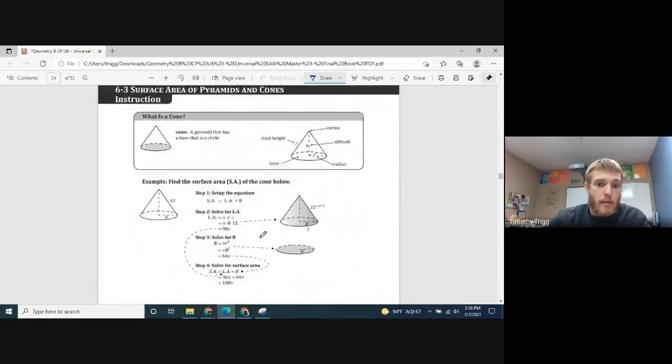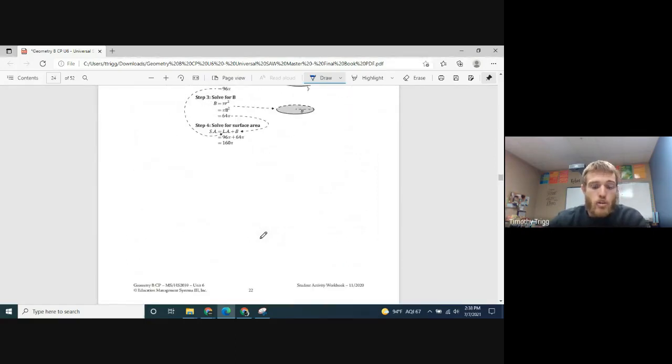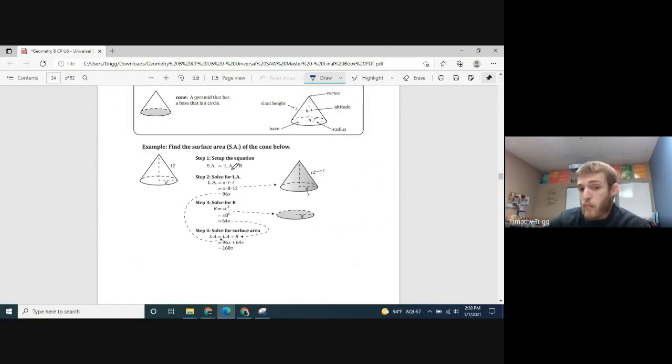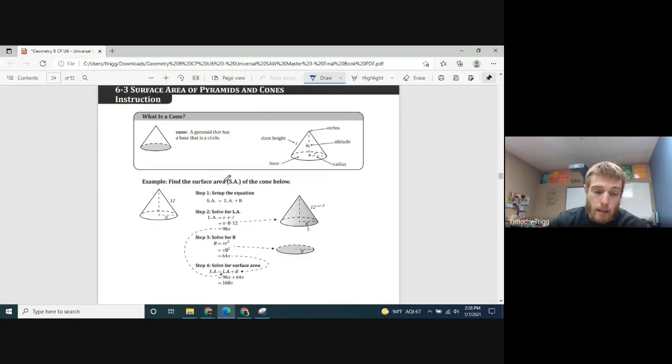Now let's go back up to page 22, and we're going to talk about the surface area of a cone. Same as before, you find the lateral area plus the base area. And again, a cone only has one base, one circle. And the lateral area is basically the cone part of it.